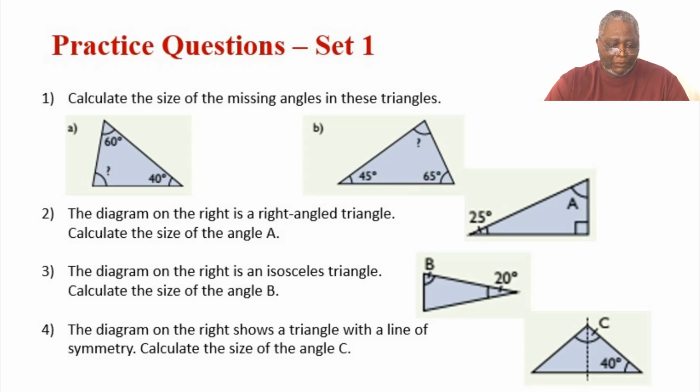I've helped you answer the question already because I'm a good man. The diagram on the right is an isosceles triangle. Remember the properties of an isosceles triangle, yeah? Calculate the size of angle B. And question 4. The diagram on the right shows a triangle with a line of symmetry. Calculate the size of angle C.